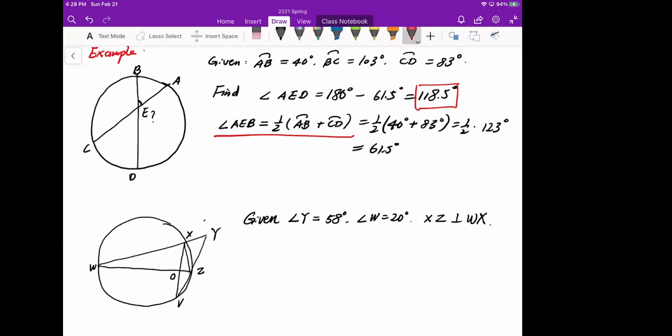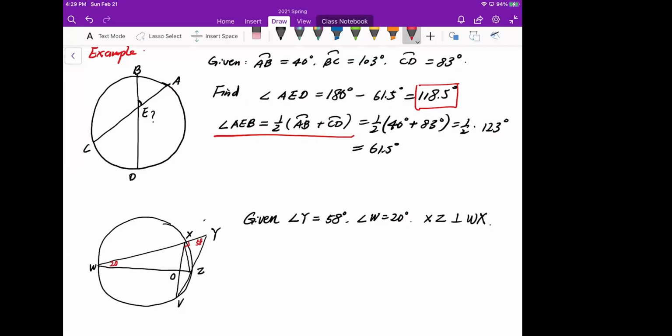We get this one here. Let's say angle Y is 58 degrees, and this one is 20 degrees, right? And then we have XZ perpendicular to WX. Where is WX? WX is here. So this is 90 degrees.